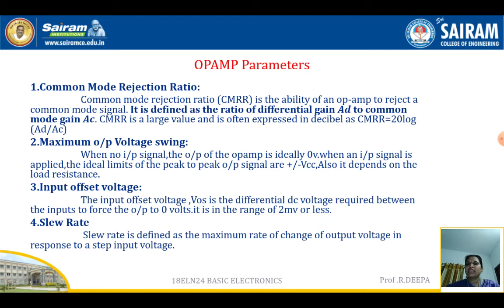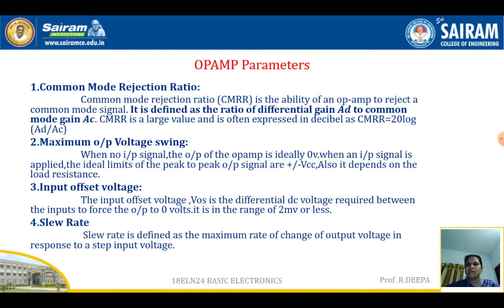The second parameter is maximum output voltage swing. What is the output voltage swing? When there is no input signal, the output of the op-amp ideally will be 0 volt. When an input signal is applied, the output is limited to a peak-to-peak voltage of plus or minus VCC, and it also depends on the load resistance. So the maximum output voltage we obtain we call the maximum output voltage swing, and it also depends on the load connected across the output terminal.